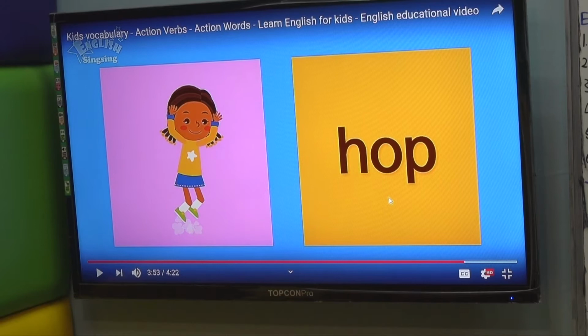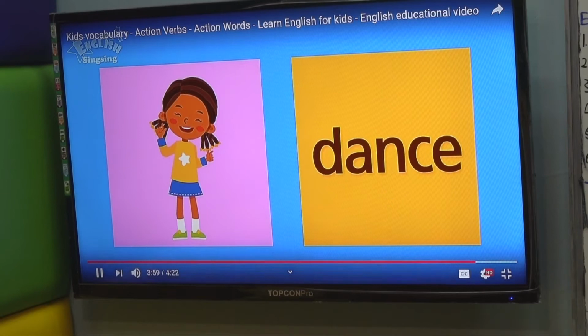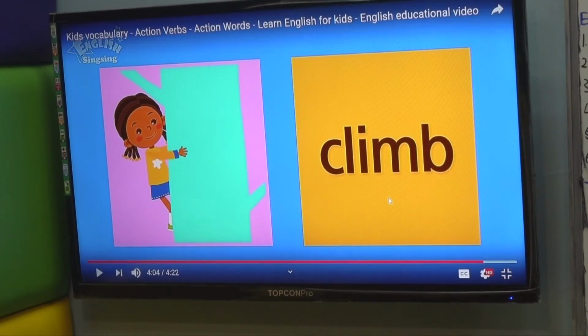Hop. This is called hop. Fly. And this is called fly. Dance. This action is called dance. Climb. And this action is called climb.